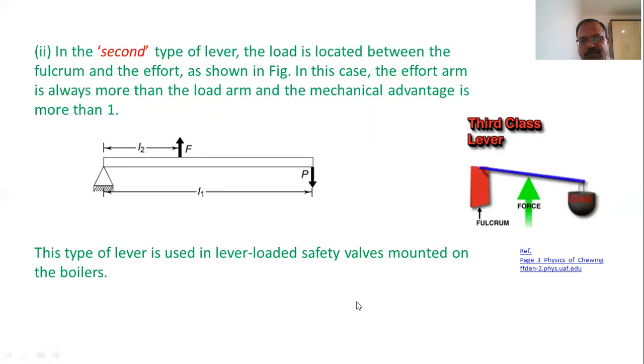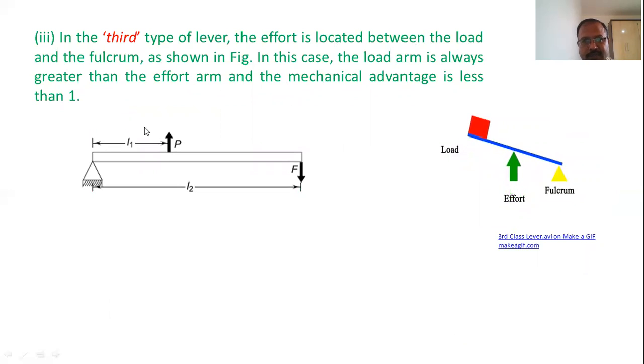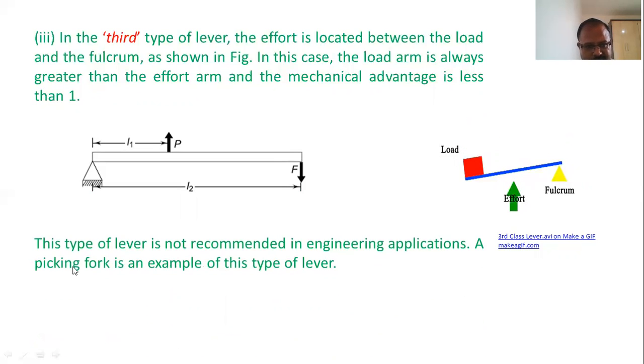The third type of lever are the levers in which effort is located in between fulcrum and the load. You can see effort is in between fulcrum and the load. More amount of effort is required to lift less amount of load, and therefore we are not preferring such type of levers in mechanical applications. We are not generally using them, but we can say a picking fork is an example of this type of lever. So these are the three main types of levers which are used in mechanical engineering applications.